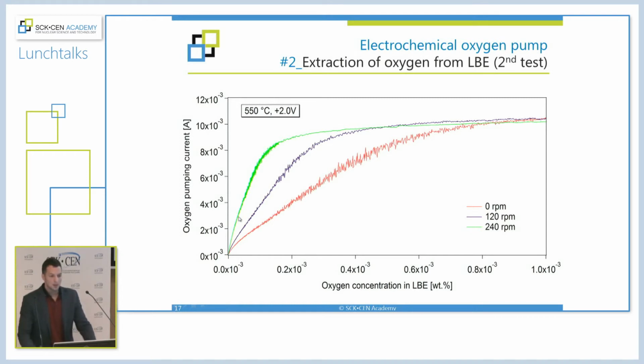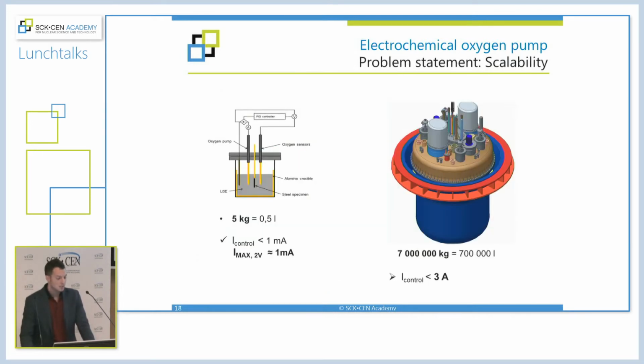By looking at the first two studies we performed, we had a good idea of how an oxygen pump works. But this happened in a small pot. A small pot means half a liter of LBE. So it's pretty small. But our goal is to move to something that has 700,000 liters. So there is a pretty big difference in scale. We thought we needed to test this in a bigger loop.